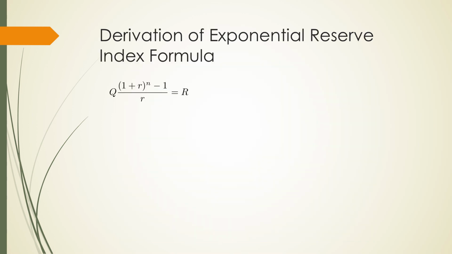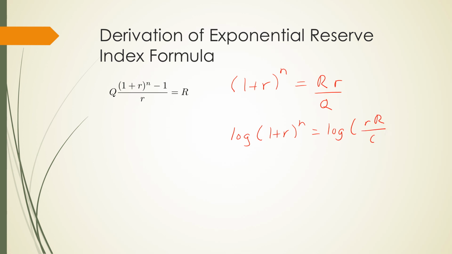For those of you interested, here's a derivation of the reserve index formula. Keep in mind that I'm solving for n, so I want to try and isolate that. My first step is to move the q and the r on the left-hand side over to the right-hand side. So I'd have 1 plus r to the n is equal to capital R times little r over q. Then I can take the log of both sides. So I would get the log of 1 plus r to the n is equal to the log of little r times big R over q.